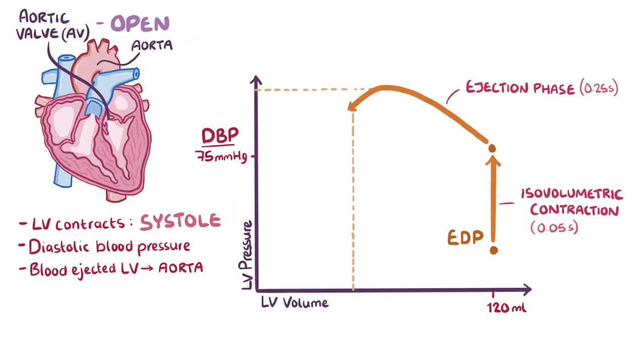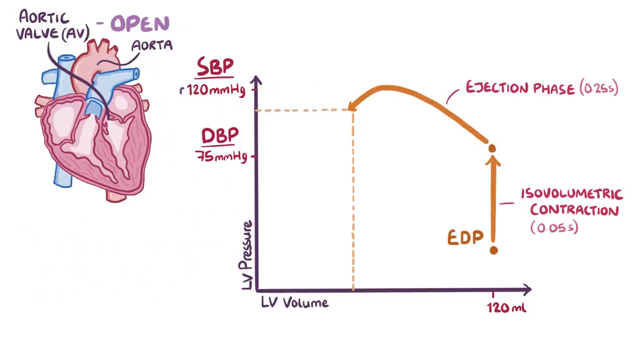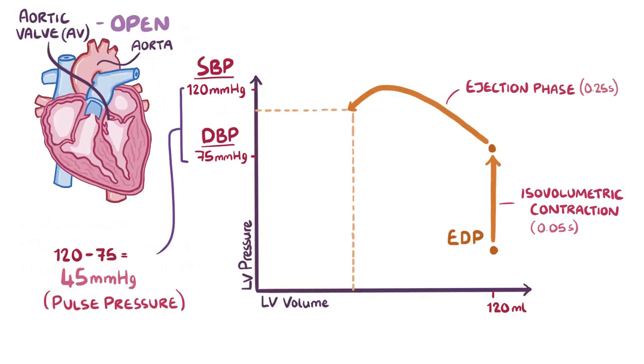This goes on until they reach a peak of about 120 millimeters of mercury, known as systolic blood pressure, or SBP, before finally starting to come down again. The difference between systolic and diastolic blood pressures, in this case 120 minus 75, equals 45 millimeters of mercury, and this is called pulse pressure, because it reflects the throbbing pulsation felt in an artery during systole.